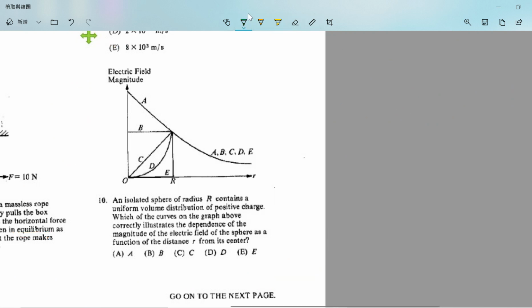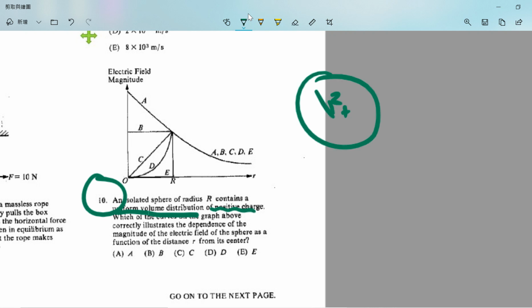Then number 10. The isolated sphere of radius R contains uniformly distributed positive charge, and they ask about the electric field. This is an old school problem. What we need to find is the electric field's dependence inside R.